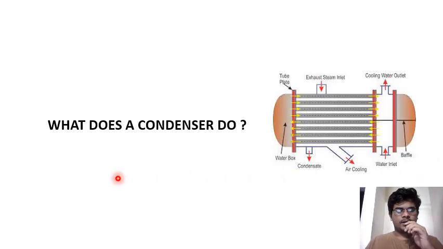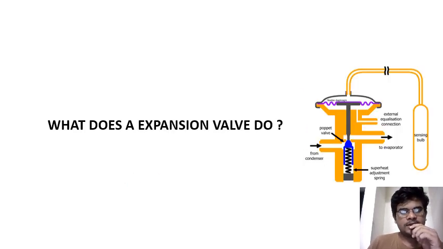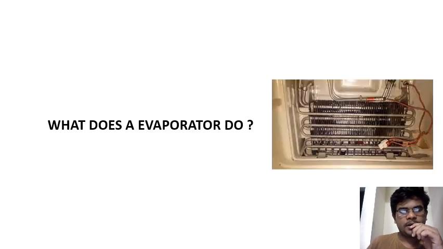What does a condenser do? A condenser is a device which reduces the temperature of a fluid. What does an expansion valve do? An expansion valve is a device in which the pressure at the inlet will be high for a fluid and at the outlet it would be low. So it's like a device which reduces the pressure of the fluid. What is an evaporator? An evaporator is a device in which a working fluid is passed and the heat extraction will be done here in the evaporator.